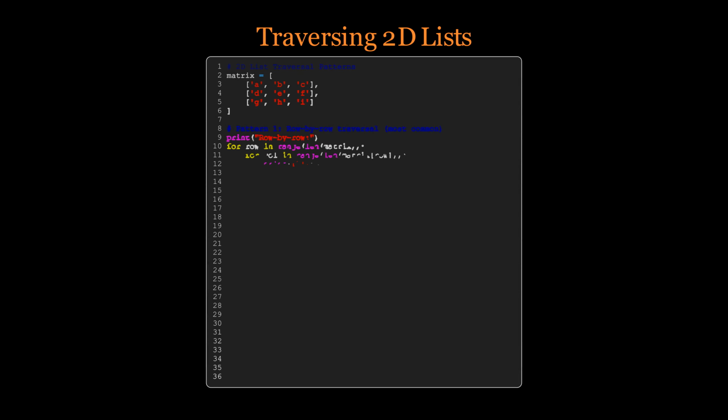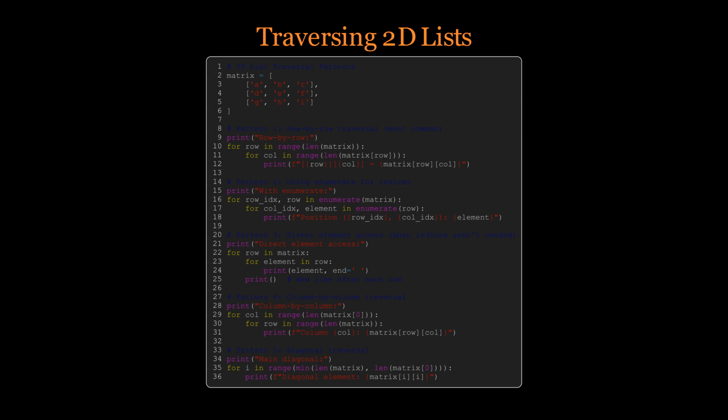Traversing 2D lists efficiently is crucial for data processing. Let's explore different traversal patterns and their use cases. Common traversal patterns include row by row for general processing, enumerate when you need indices, direct element access for simple operations, column by column for vertical analysis, and diagonal traversal for matrix operations. Choose the pattern that matches your data processing needs.